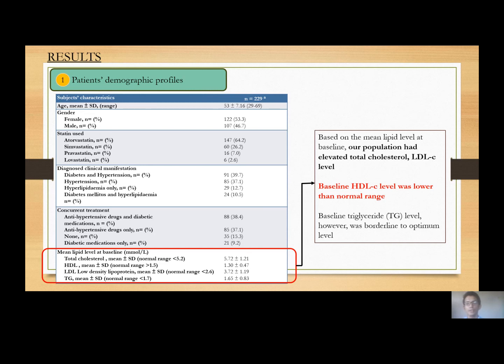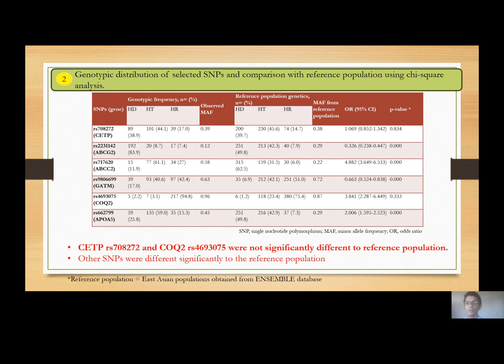The second result is the comparison of genotypic distribution of our population and a reference population using chi-square analysis. The reference population here refers to East Asian populations from the Ensembl database. As you can see in the table, focusing on the p-value of each SNP, CETP RS708272 and COQ RS4693075 were not significantly different as compared to the reference population, while the other SNPs were significantly different.